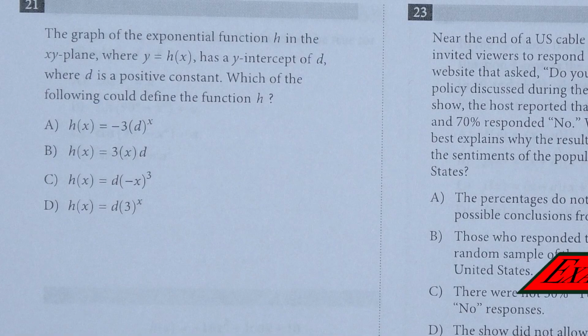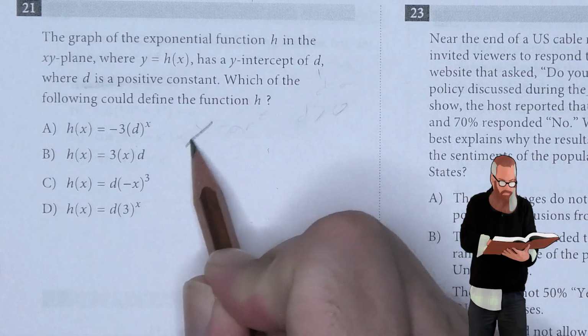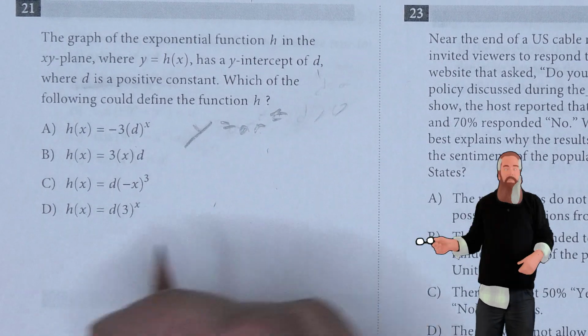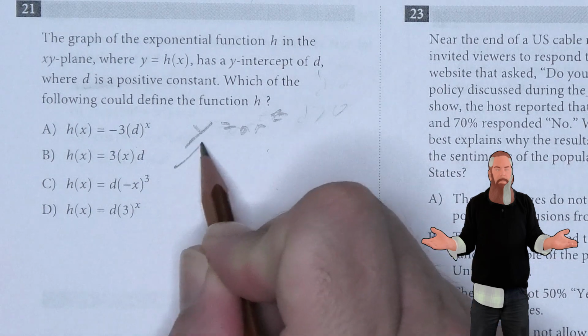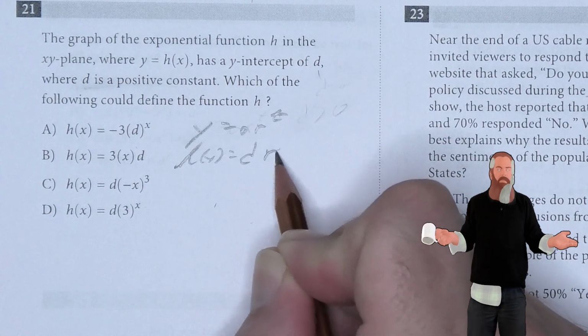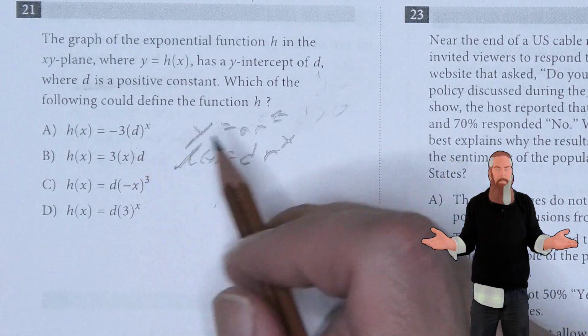The graph of the exponential function h in the xy plane, where y is equal to h of x, has a y-intercept of d, where d is a positive constant. Which of the following could be defined as h? So we're looking at an exponential function, which is going to give us y is equal to a to the rt. And really what we can do is understand that h of x is going to be equal to d times r to the x, just so that we're talking in the same terms that this equation is.